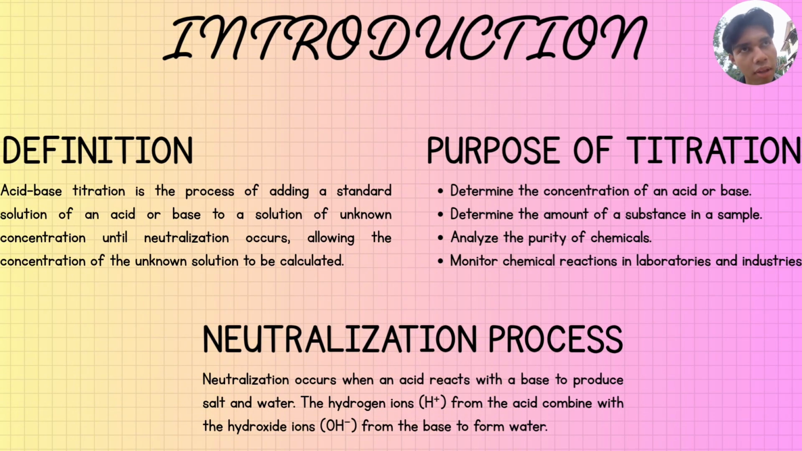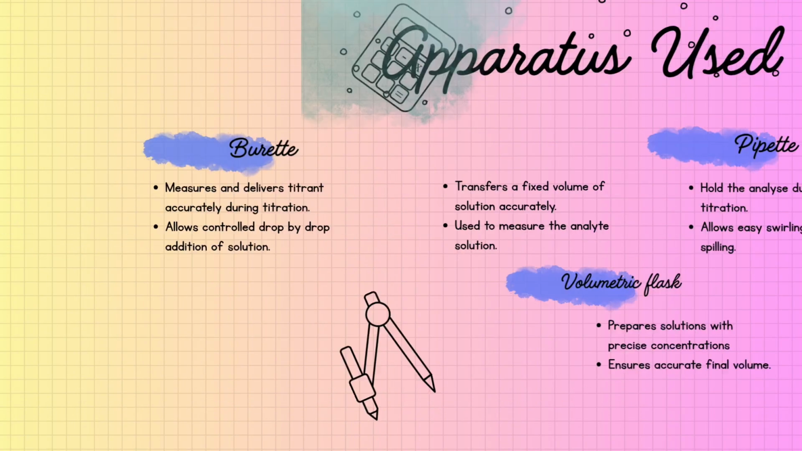So we look at a simple definition of the neutralization process. Neutralization occurs when an acid reacts with a base to produce salt and water. Or we can see it as balancing the acid and base concentration. The hydrogen ion H+ from the acid combines with the hydroxide ion OH- from the base to form water and salt.